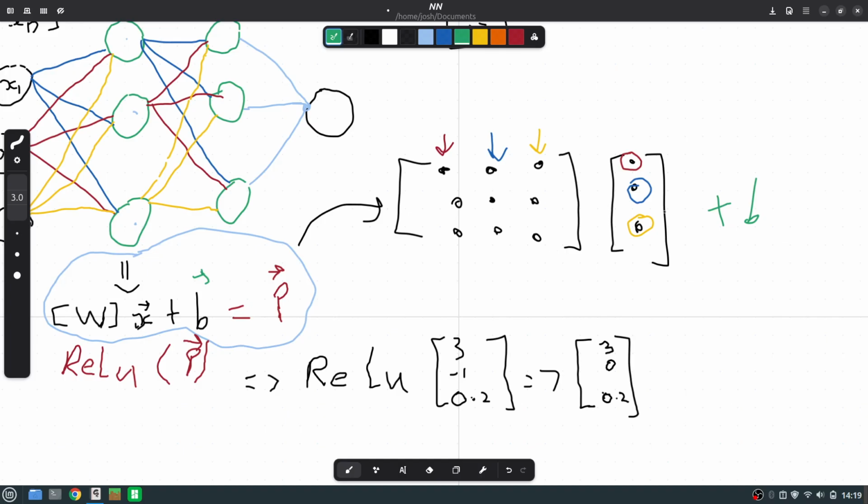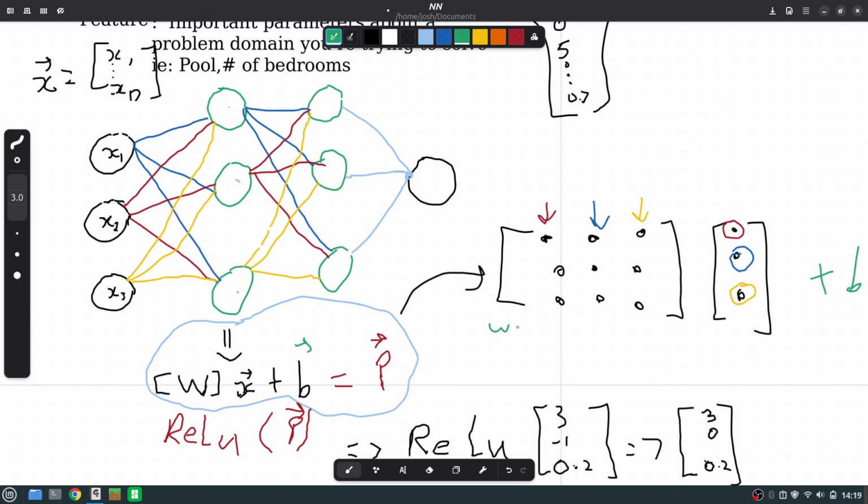But it's just some other vector that we're adding. It's called a bias, and I'll explain what that is in a second. Now, let's go back to this weight matrix and demystify what it is in relation to this network diagram. Every row inside of this matrix corresponds to a single node in the hidden layer.